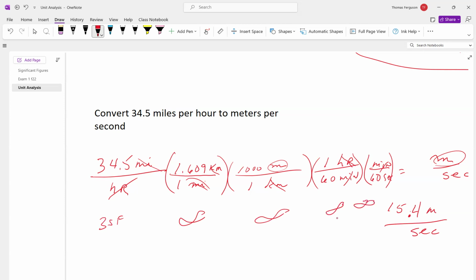All those are definitions, so they have infinite precision, meaning infinite significant figures. So the only one that matters is the 34.5, which is 3 sig figs. Hence our answer is 15.4 meters per second.